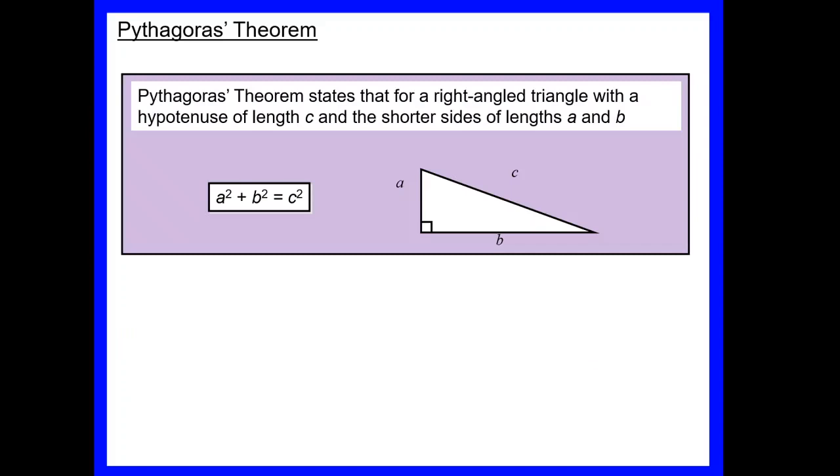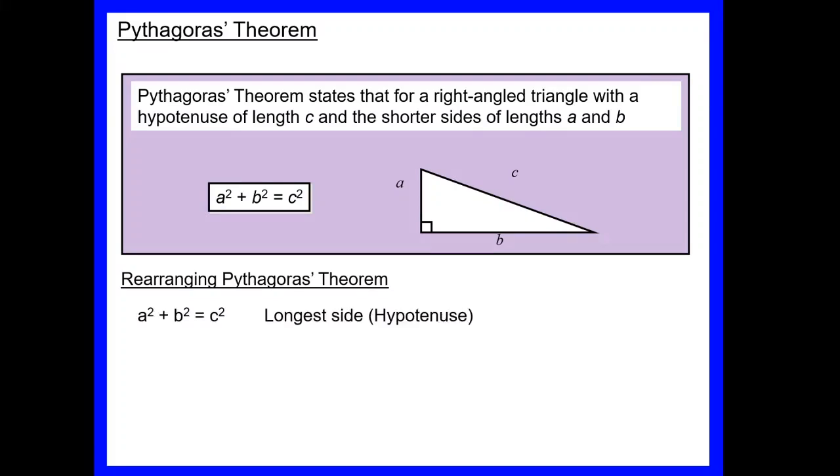Okay, so in last lesson then we looked at finding the length of the diagonal and we used Pythagoras' theorem, which states a squared plus b squared equals c squared, where a and b are the two shorter sides of a right angled triangle and c is the longest side. So by squaring the two shorter sides and adding them, we get the square of the longer side. What we're going to have a look at today then is how to rearrange that theorem to be able to find either of the shorter sides, so either a or b.